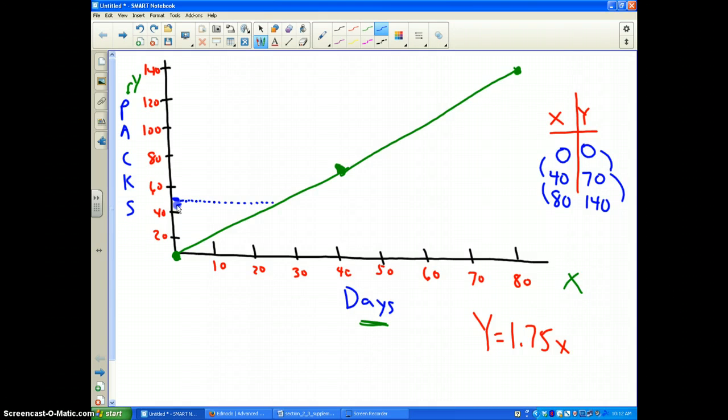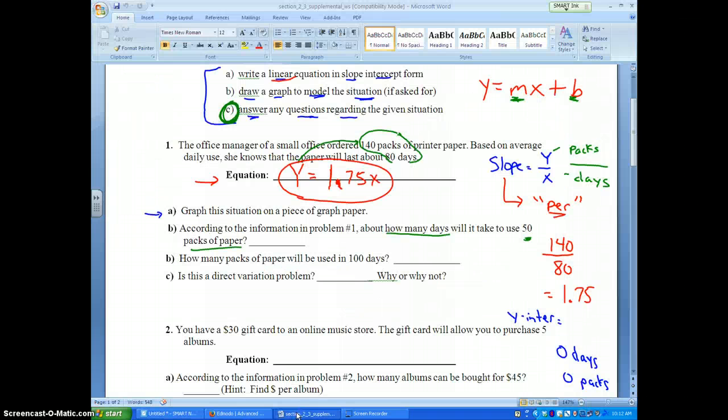And I'm going to go over to my line, and I'm going to go down. And it looks like somewhere around the area of maybe 27, 28, somewhere in here. And again, it's an estimate when you use your graph to answer the questions. You want to do it as accurately as you can. So going back, I would say about 27 days would maybe be a good estimate based on my graph. Now, you may have a slightly different answer on your graph, and that's fine.